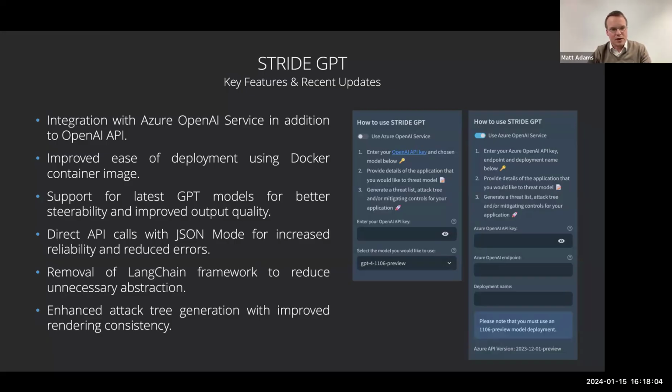In order to take advantage of that JSON mode, though, I now needed to make direct calls to either the OpenAI API or to the Azure OpenAI service. And that meant in version 0.4, I stripped out all of the LangChain framework that I was using.